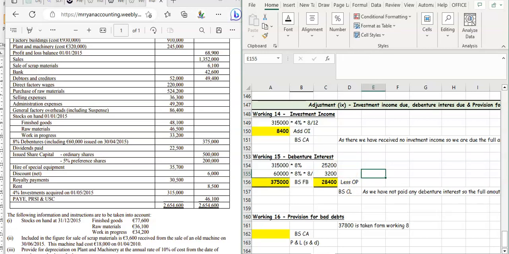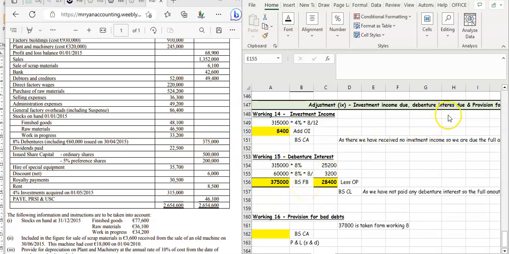So our debenture interest then, that's going to be less operating profit. Our operating income is 28,400. That's going to go into your profit and loss account. When we add these 315 and 60,000 together, we get 375,000. So that's the total amount. So that's what goes into our balance sheet in your finance by section.